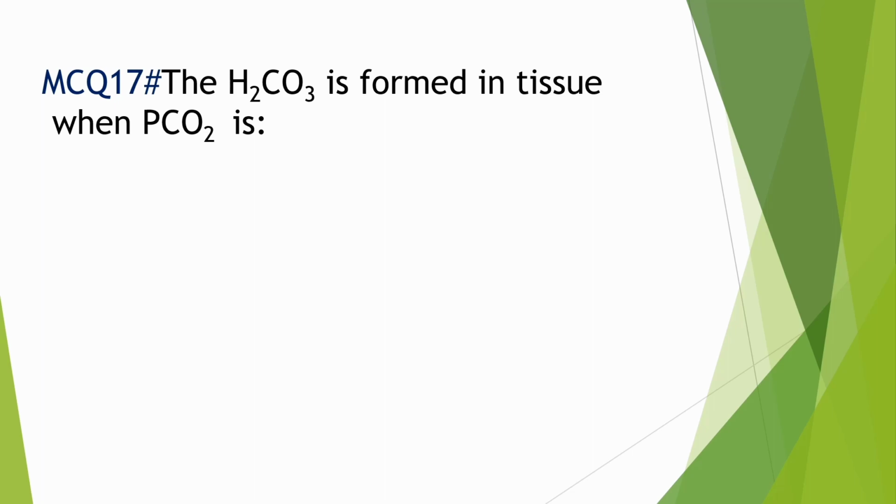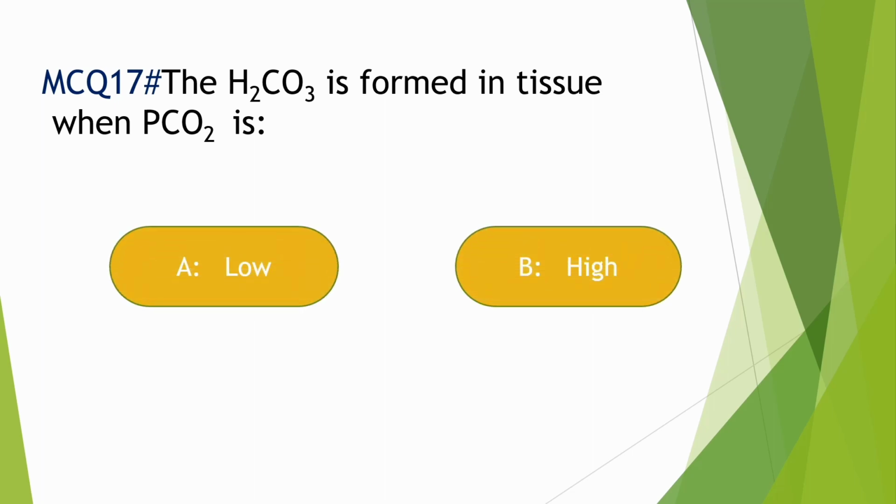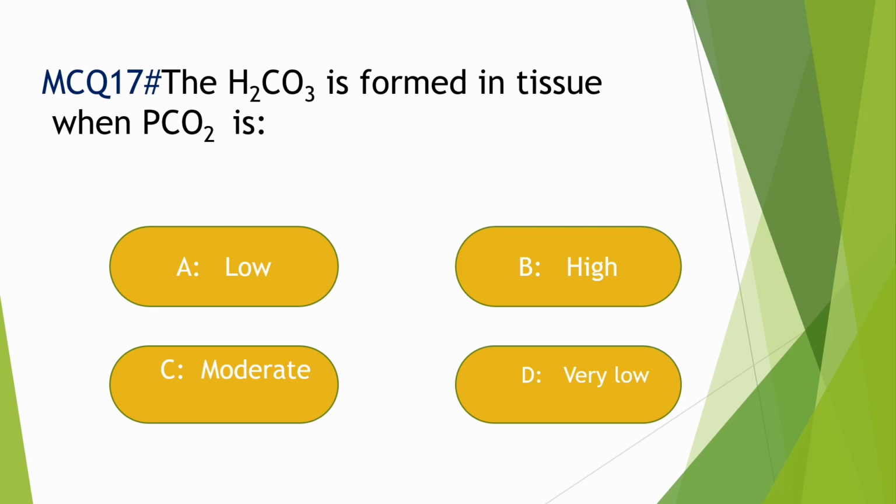The H2CO3 is formed in tissue when PCO2 is option A, low. B, high. C, moderate. D, very low. Correct option is B, high.